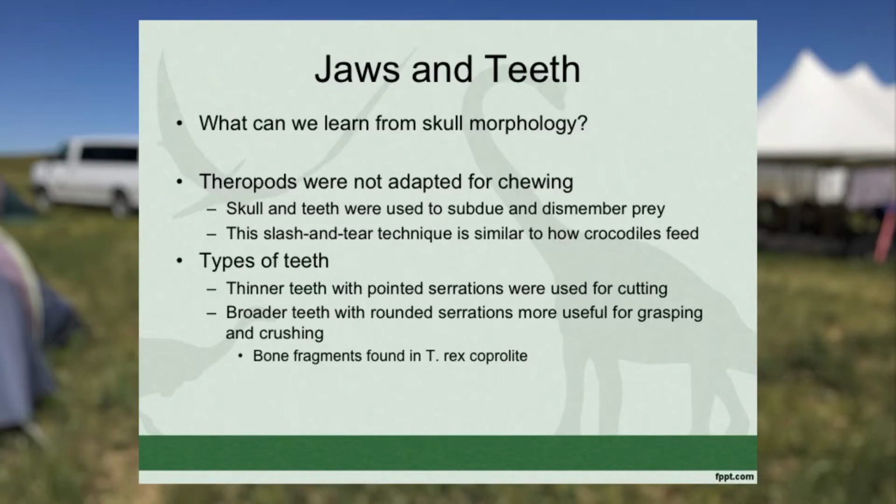Types of teeth. We really can boil down the types of teeth to two categories. Thinner teeth with pointed serrations. So have you found a tooth that's very small, thin with serrations in the quarries? I know Ivan has. What is it? Troodons, right? So what do you think that was good for? Slicing meat. Yeah, that's probably really good at slicing, cutting off meat, right?